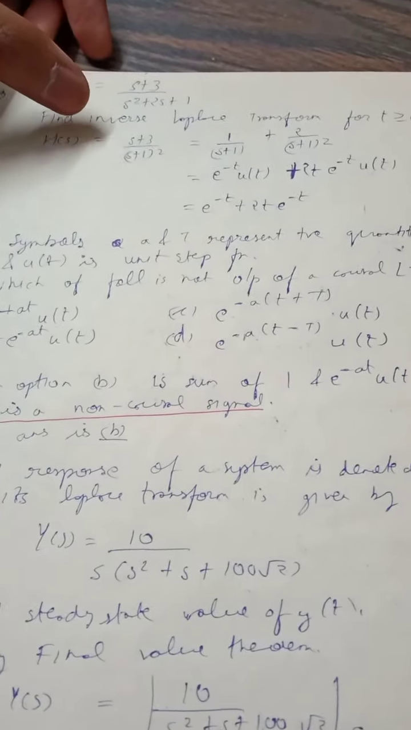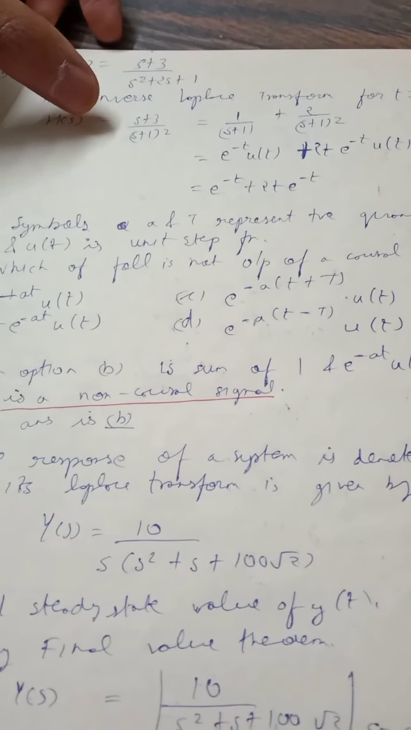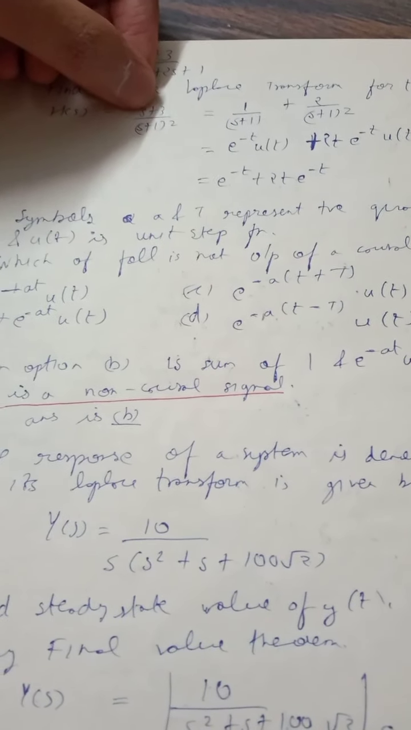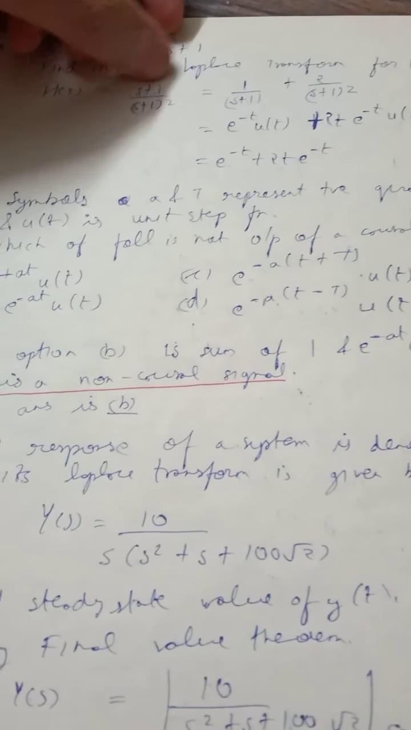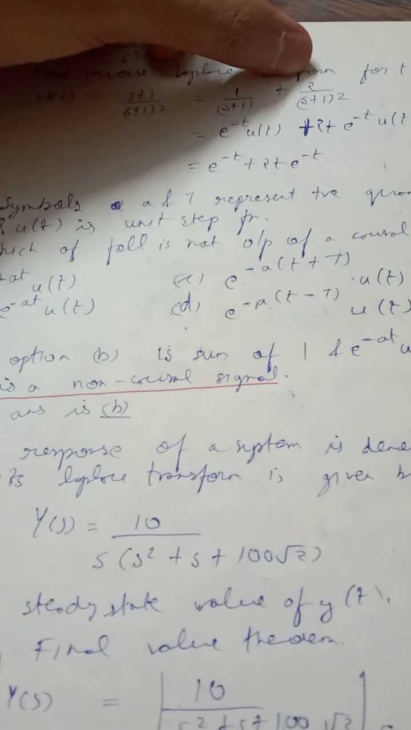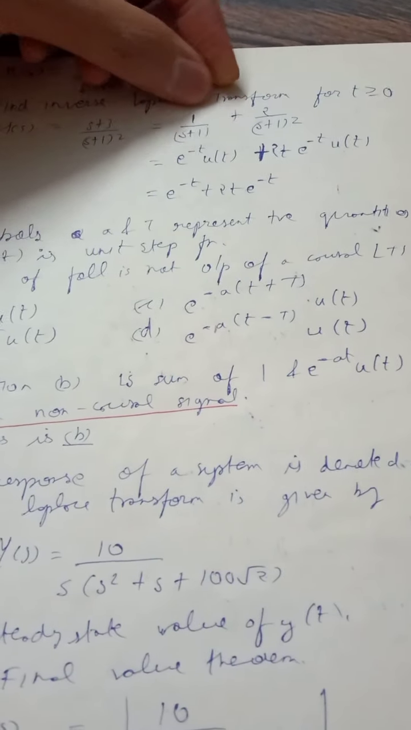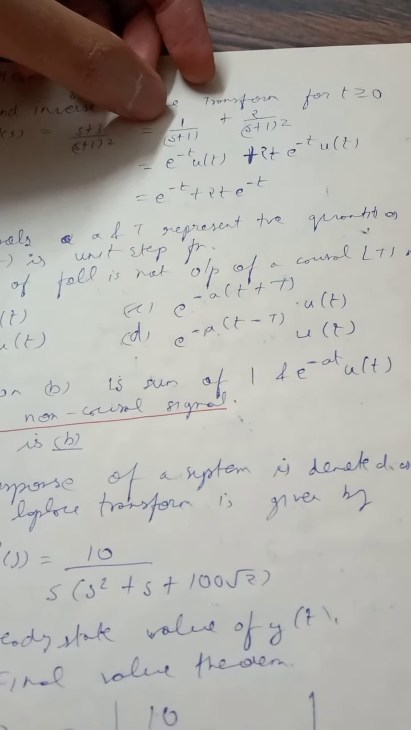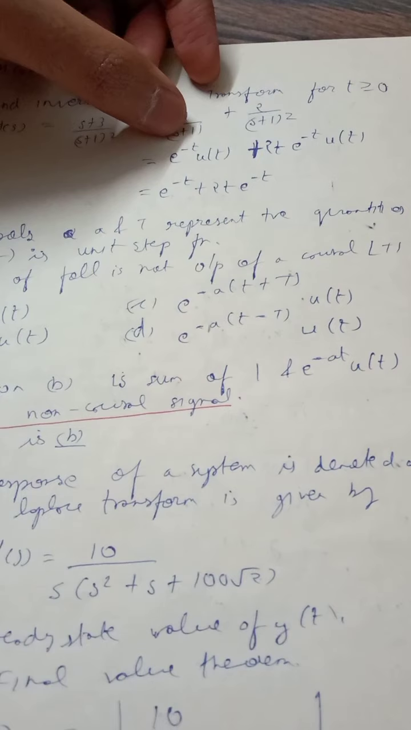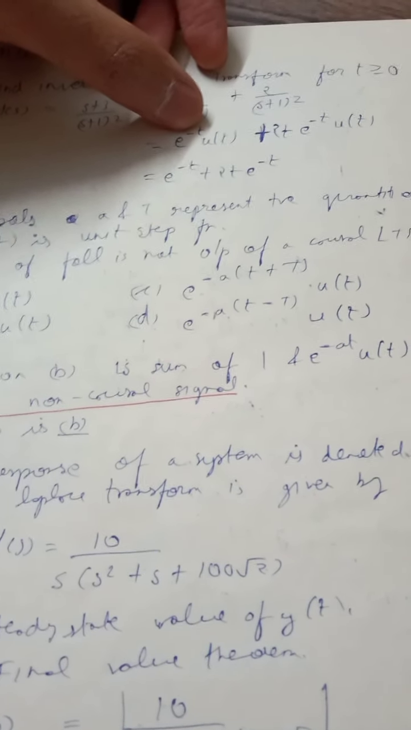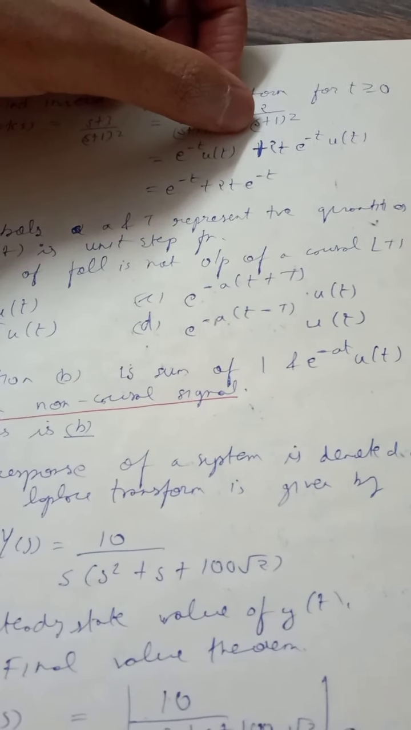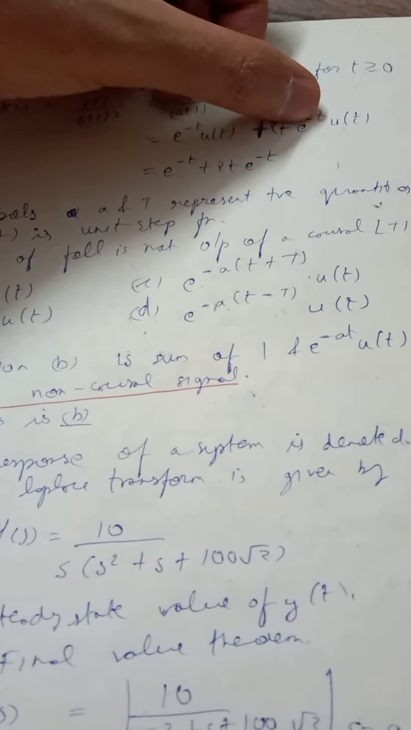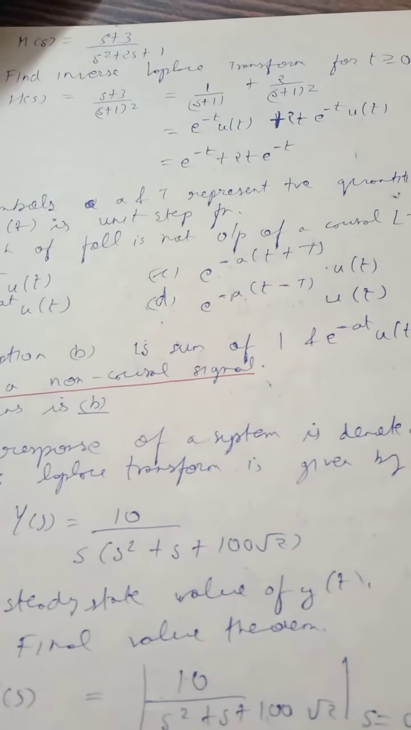So H of s is equal to (s + 3) upon (s + 1) squared. Just split it into (s + 1) + 2. So the (s + 1) will get cancelled. So 1 upon (s + 1) plus 2 upon (s + 1) whole square. Now take the inverse Laplace transform of these two. The inverse Laplace transform of this will be e to the power minus t u of t. And this is squared, so its inverse Laplace transform will be t e to the power minus t u of t, into 2.